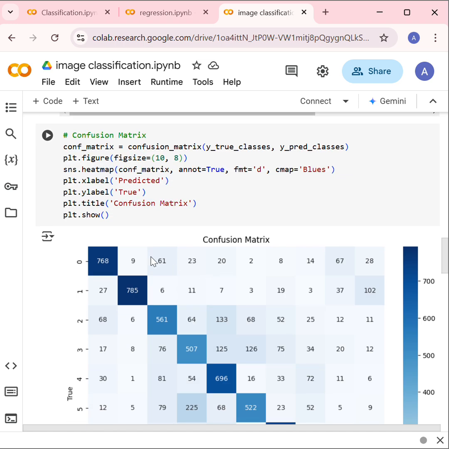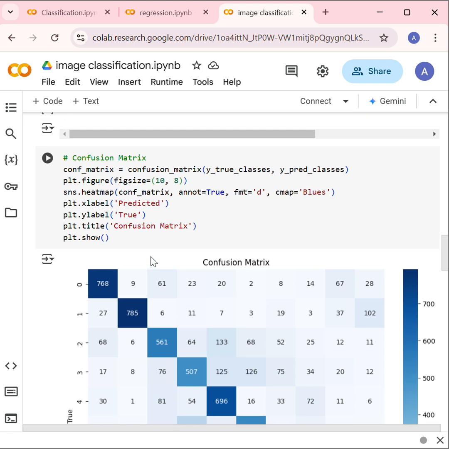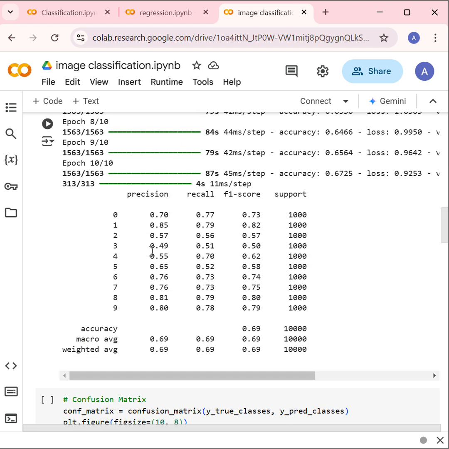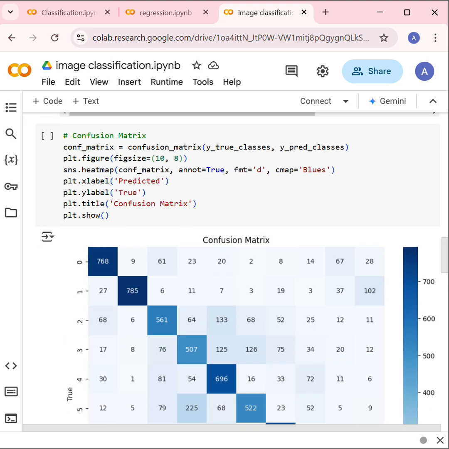Per class precision and recall. If a dog has precision 0.75 but recall 0.90, it means 75% of the predicted dogs are correct, and 90% of the actual dogs were identified correctly. If recall is high but precision is low, the model is over predicting that class. Let's analyze the confusion matrix.